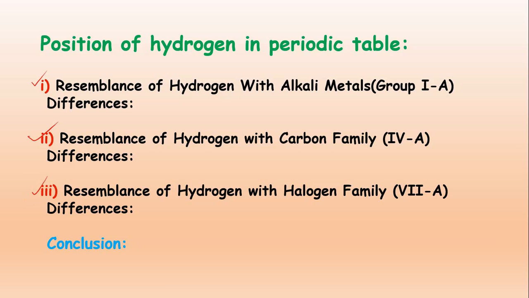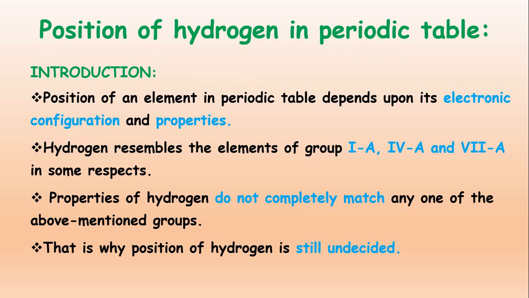So basically, position of hydrogen in the periodic table. In this topic we will discuss three main ideas: hydrogen has similarities with alkali metals, with the carbon family, and with the halogen family. So where should we place hydrogen? But meanwhile there are also some differences. Let's look at this topic in detail. This is the introduction. You have to write headings and subheadings, as I have mentioned earlier, so that you can get good grades in the board exam.